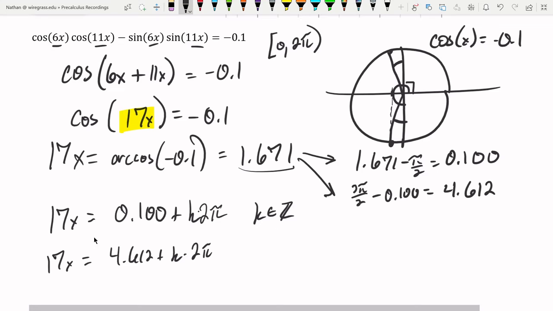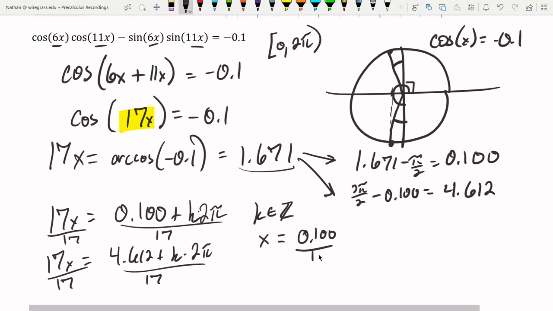This is important because now we can divide by 17, divide by 17, divide by 17. So now we get two general solutions here. We get x equals 0.100 over 17 plus k times 2 pi over 17, and x equals 4.612 over 17 plus k times 2 pi over 17.